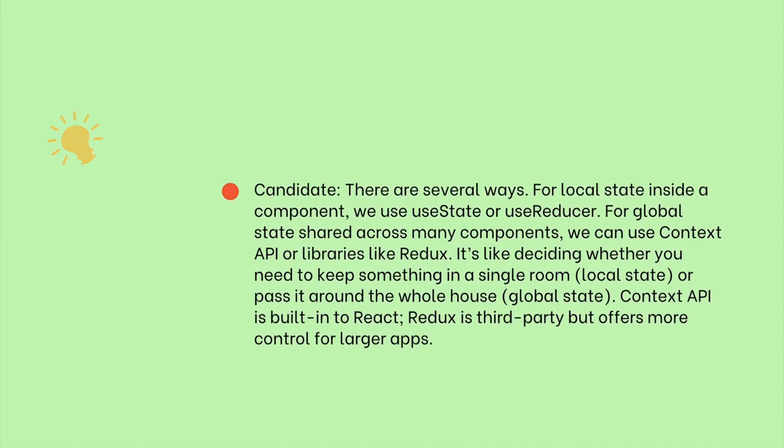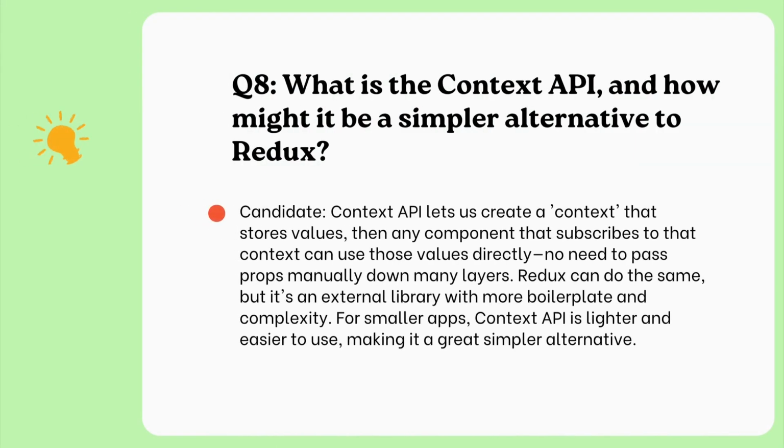Well said. What is the Context API, and how might it be a simpler alternative to Redux? Context API lets us create a context that stores values. Then, any component that subscribes to that context can use those values directly. No need to pass props manually down many layers. Redux can do the same, but it's an external library with more boilerplate and complexity. For smaller apps, Context API is lighter and easier to use, making it a great, simpler alternative.